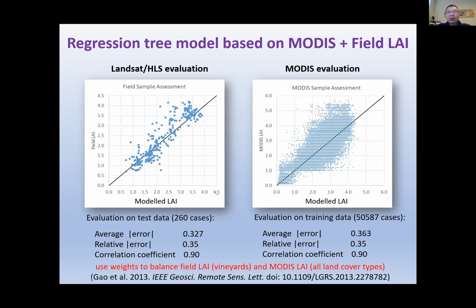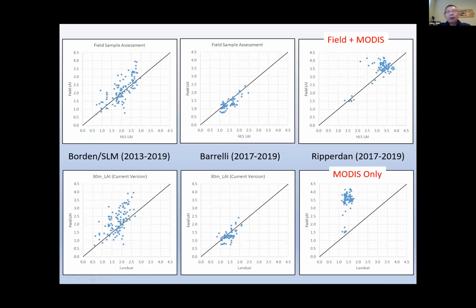Here is the evaluation result of the samples. We don't have a lot of samples for validation. When we use this model and look at the individual sites, the field plus MODIS data corrects the error from the Ripton site compared to using the MODIS data only. The Borelli sites are similar, and there is a little bit of improvement for the Borden Serralama site. So mostly the model handles the data from the Ripton site.